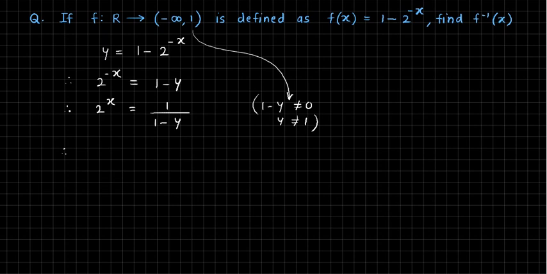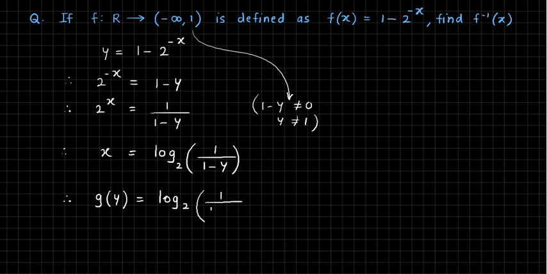Alright, and since we want finally x and here we have exponential, so therefore we take the log of both sides to the base 2, so therefore x is given as log of 1 upon 1 minus y to the base 2. So therefore we have expressed x in terms of y. So now therefore we can call this right hand side as, say, some function of y, say g of y, given by log of 1 upon 1 minus y to the base 2.